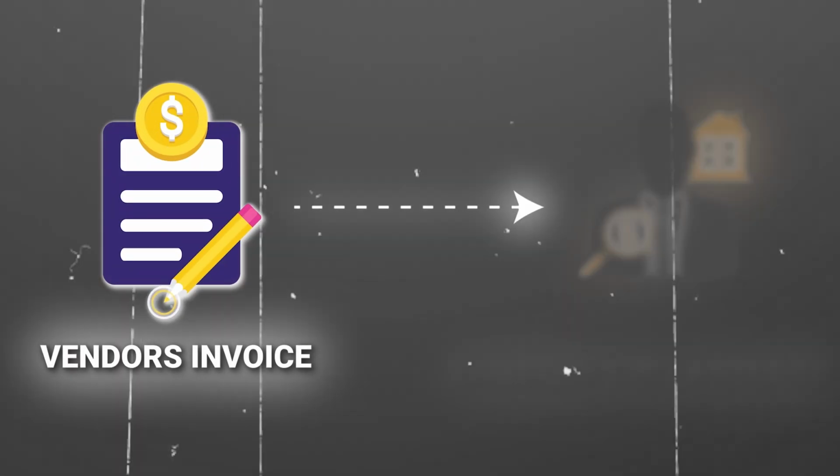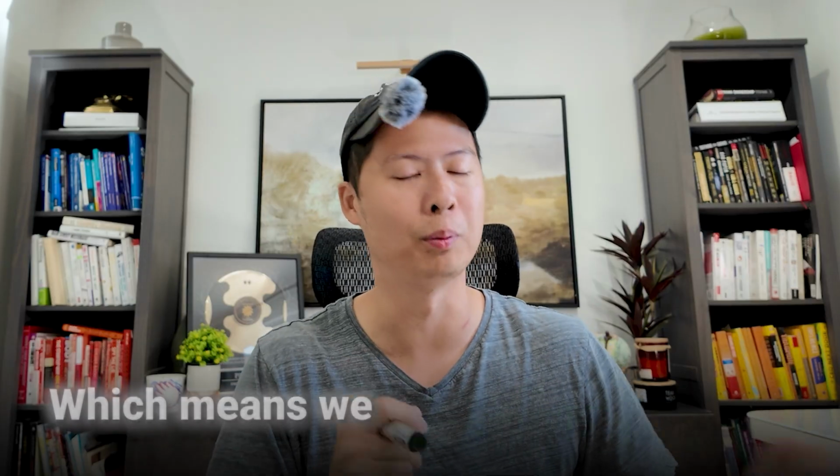If you're a property manager or you own a property management company, you definitely need to process a lot of vendors' invoices and still put a charge back to the landlords. The biggest issue here is that a lot of us at some point definitely miss a charge on the landlords, which means we pay out of pocket.